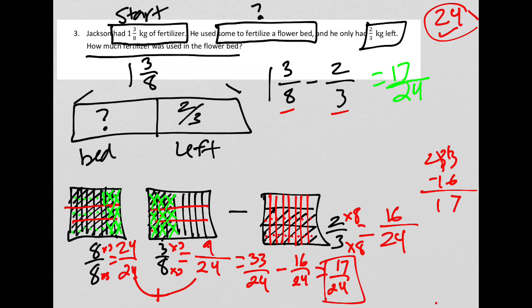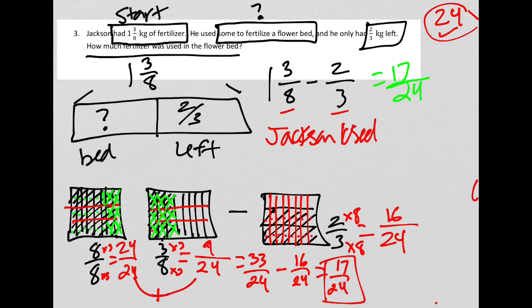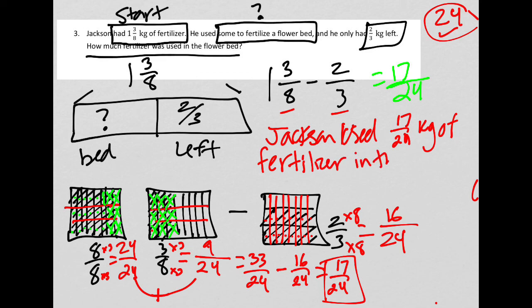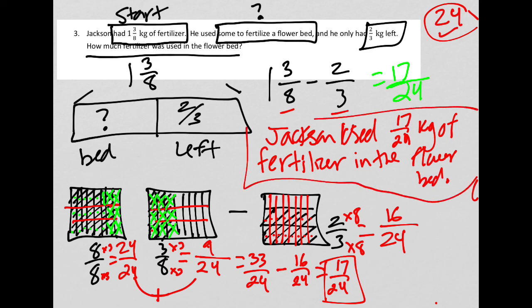So that is awesome. Which means that my final answer here is that Jackson used 17/24 kilograms of fertilizer in the flower bed. That is my final. I have my number, I have my unit of kilogram because that tells me how much, and I have what it actually is, which is the fertilizer in the flower bed.